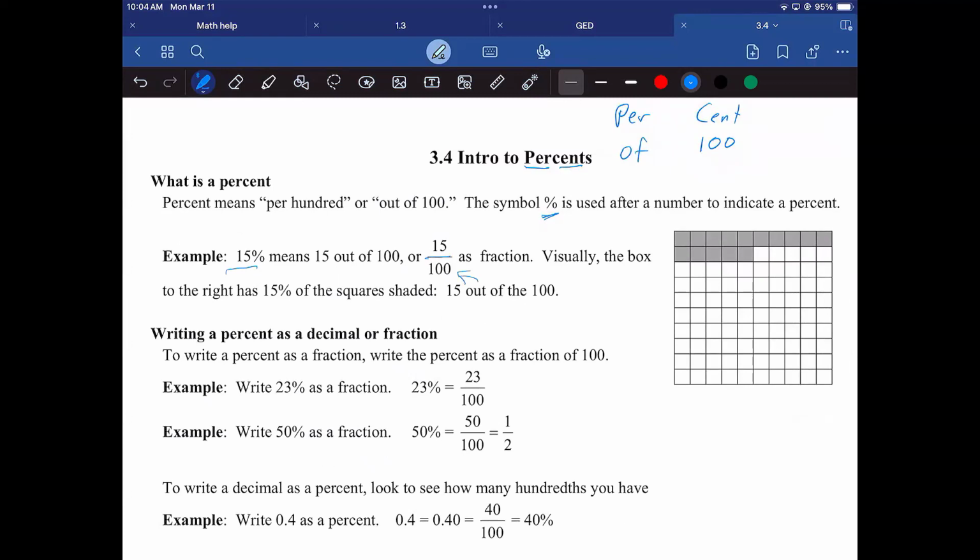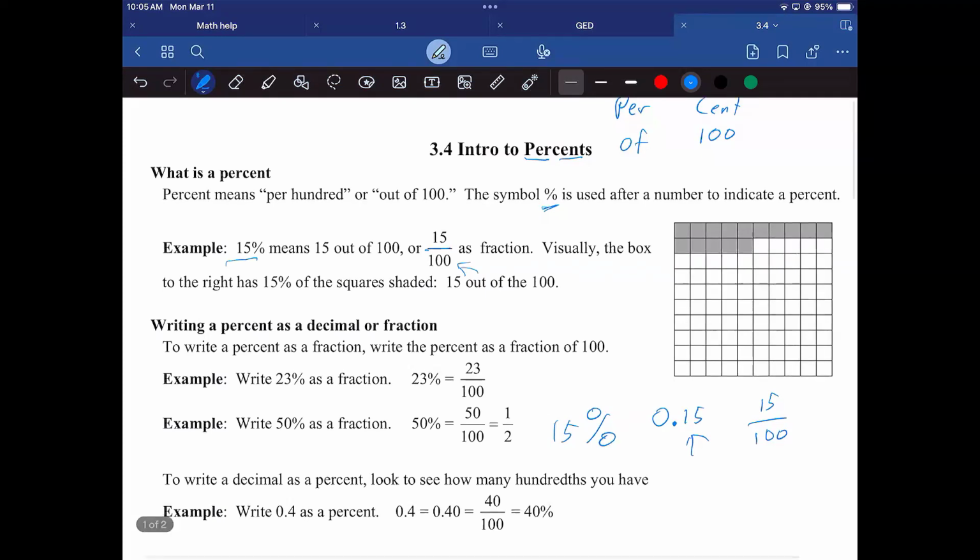Now, with that, we can write that as a decimal, right? 15 in the hundredths would be 0.15. Put a 0 in front. See, we have 15 hundredths. Takes 100 to be whole. Or we have 15%. So with that, we have 15%. It's a decimal as 0.15, or it's 15 over 100.